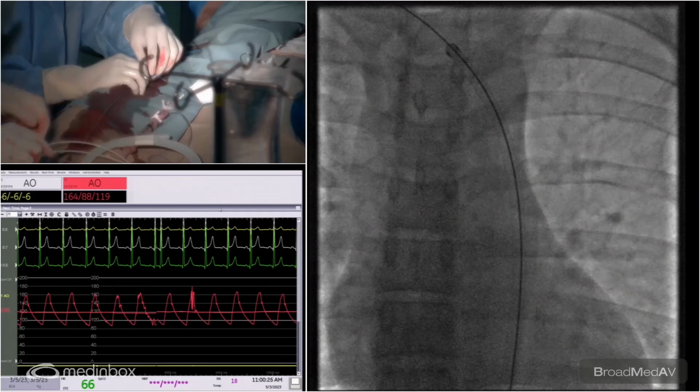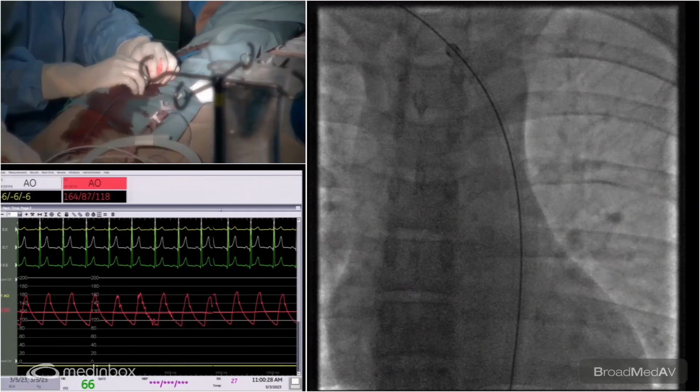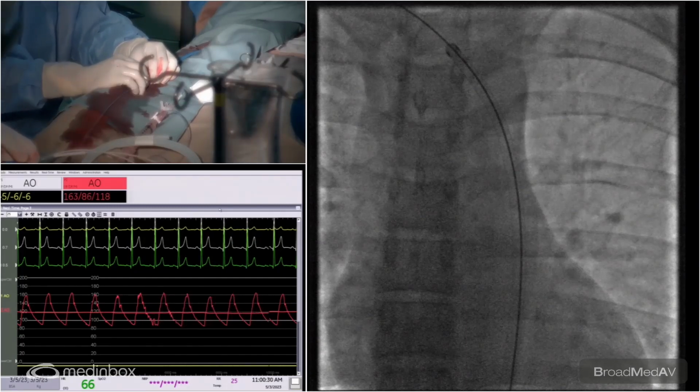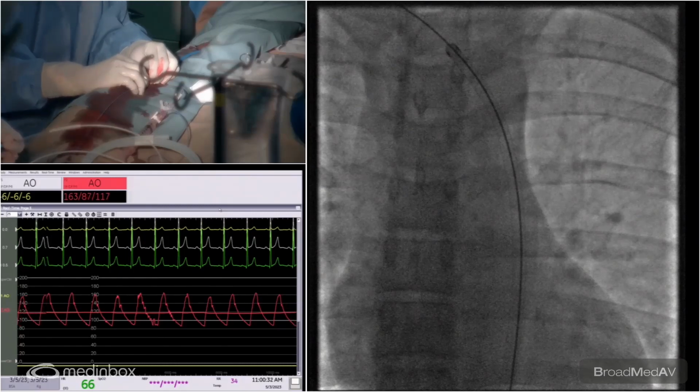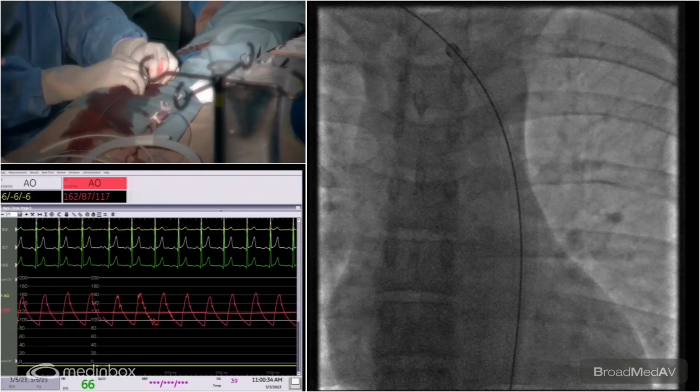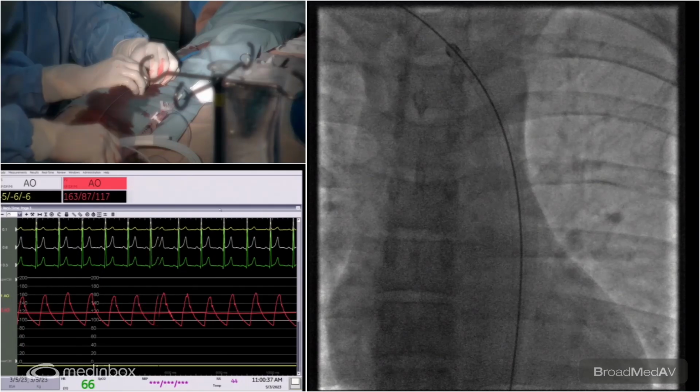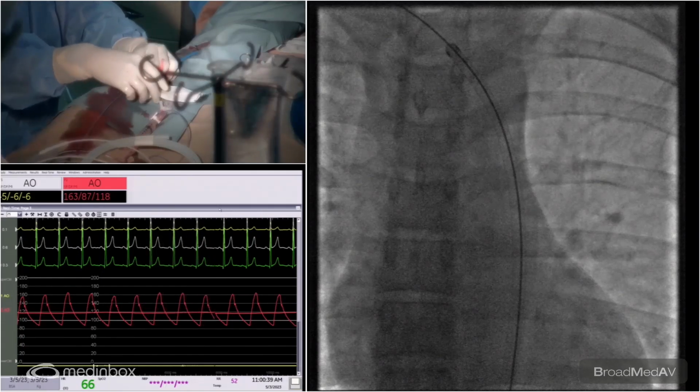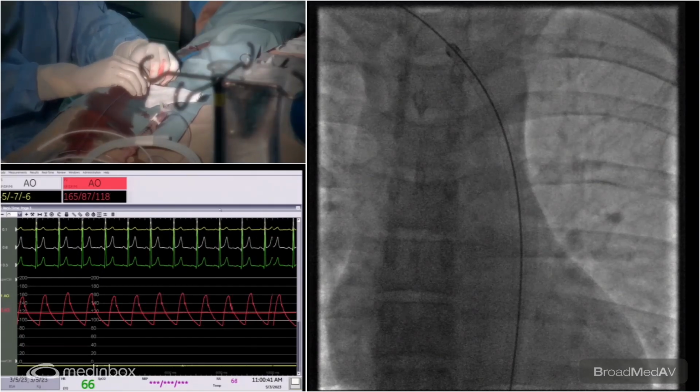Let's also prepare the balloon. Now I want an indeflator. I want a 3-way. I also want a 20 ml syringe loaded with contrast. Yep.